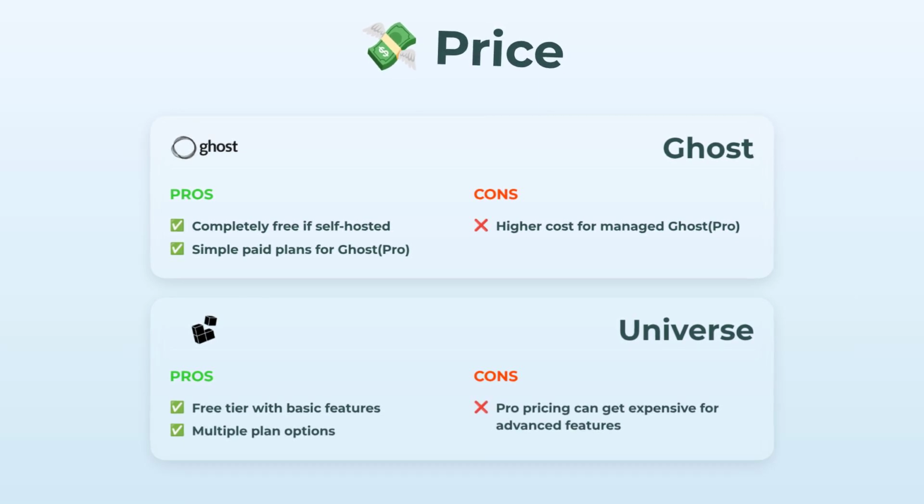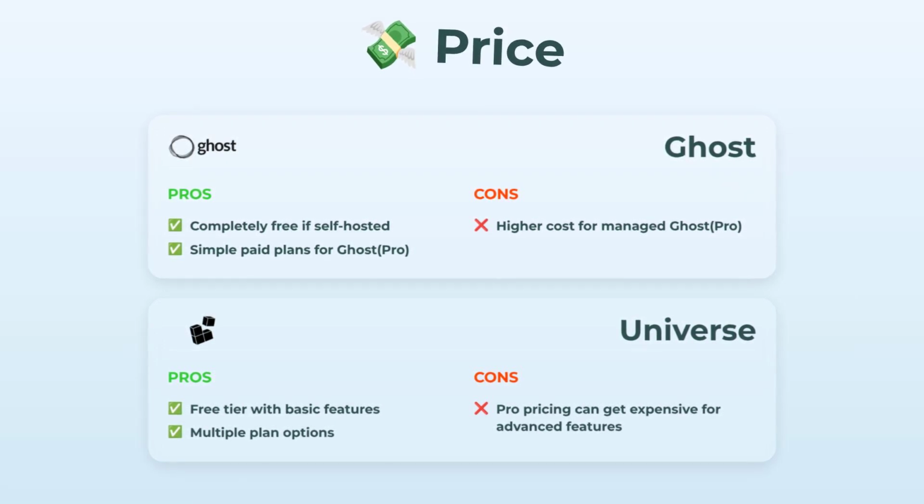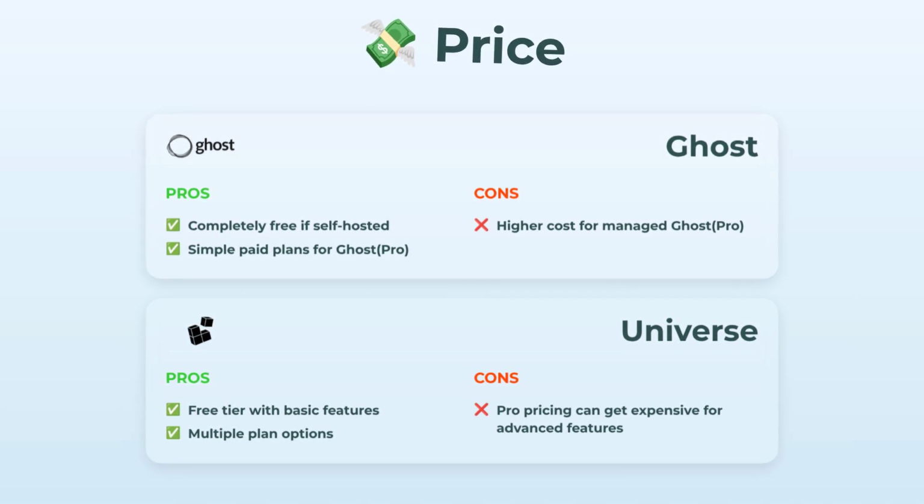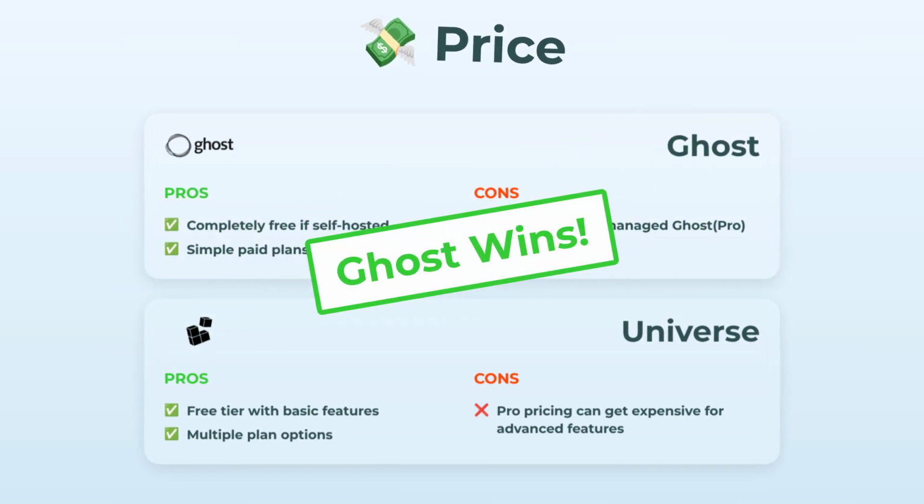Now, Universe comes in with a free tier for simple sites, which sounds sweet, and you get a ton of plan options. But paying for the pro stuff, that can get pretty steep if you need more advanced features. So for price, Ghost kinda takes it, especially if you're willing to get your hands dirty and self-host.